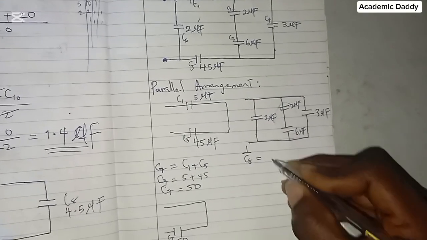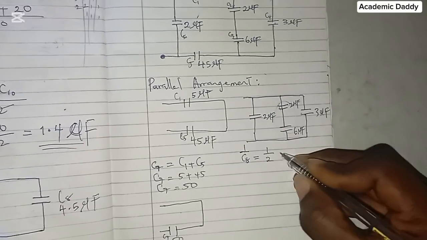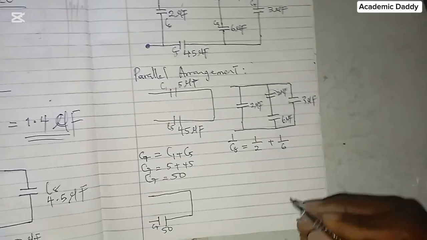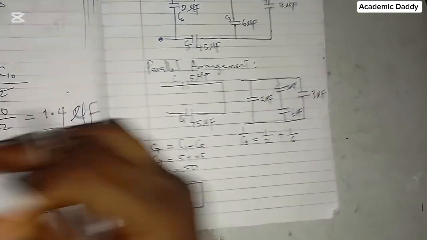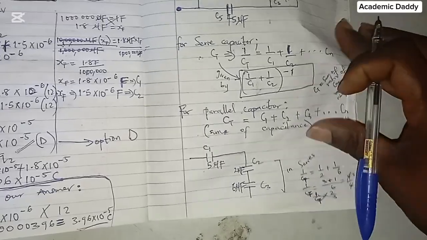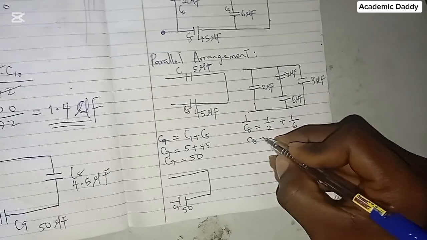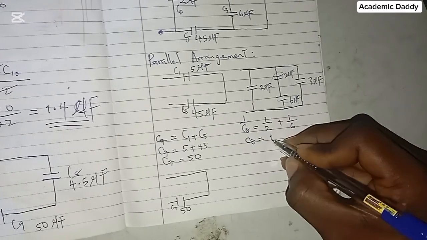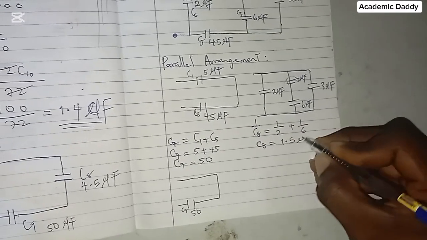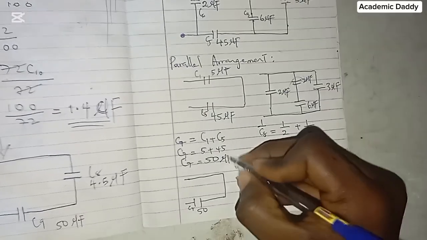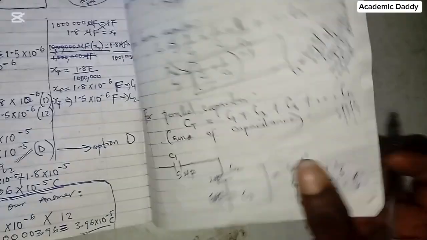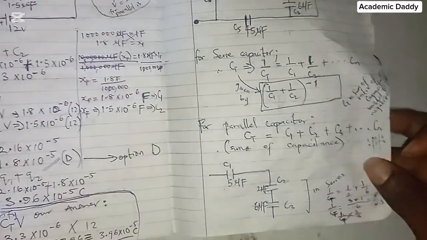So it will be 1 over C8 equals to 1 over 2 plus 1 over 6. And by the time you finish doing it, I think we've solved it before. By the time you solve it well, everything there will give you 1.5. So C8, if you solve this as a mathematician, you get 1.5. I say mathematician because you have to learn how to solve. So that is C8. Let me check it again.